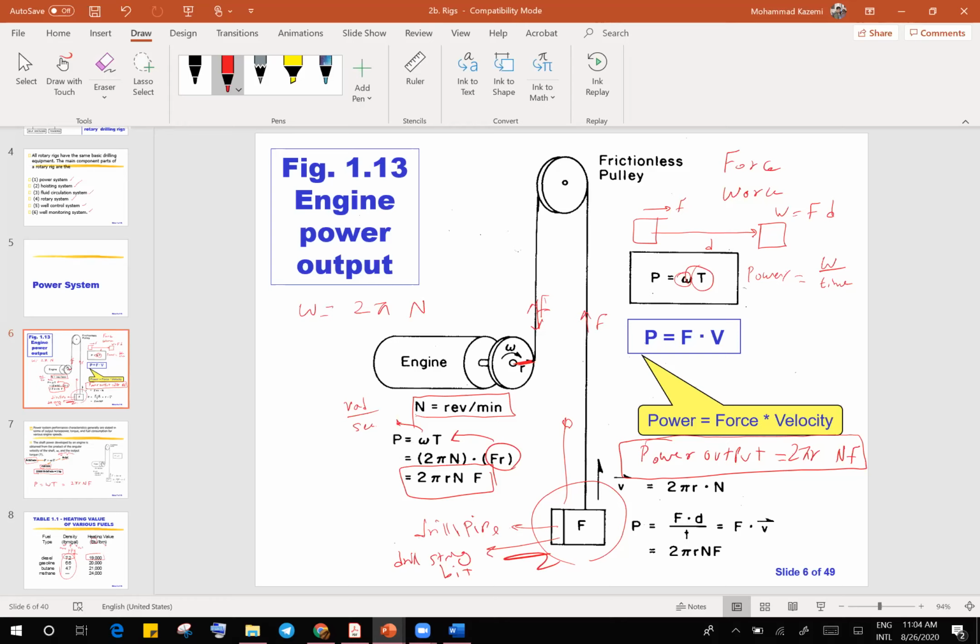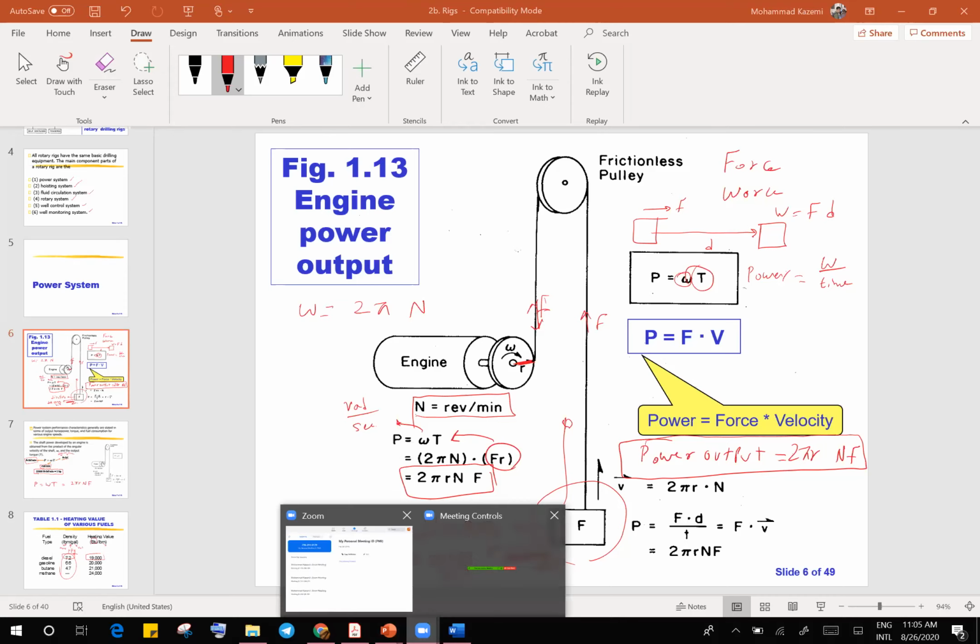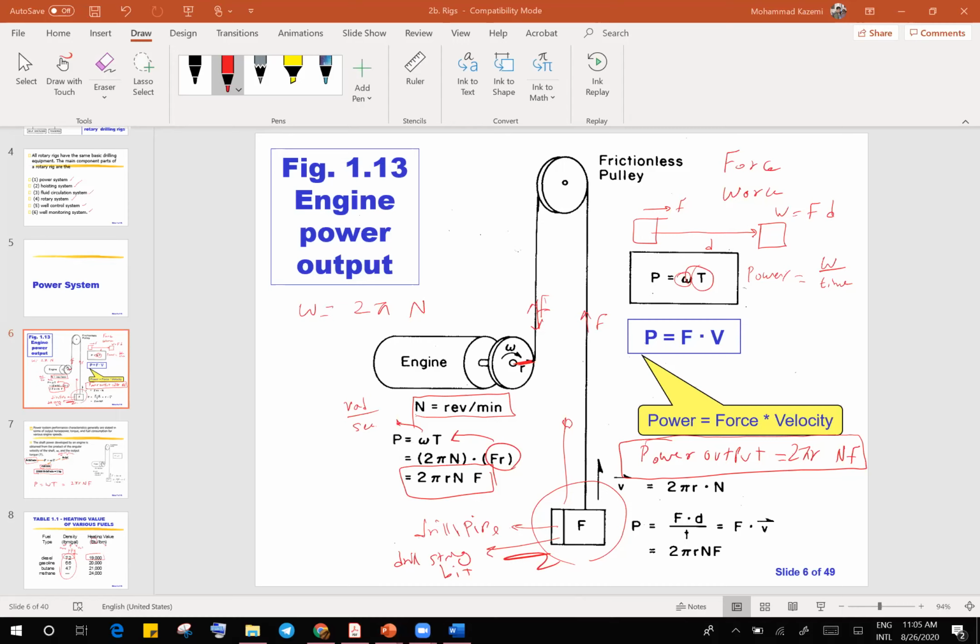So power in general is defined as force multiplied by velocity, okay? Can anybody tell me the difference between power and force? Conceptually, what is the difference between power and force? Power includes the velocity and the force. Force is just a force, right?